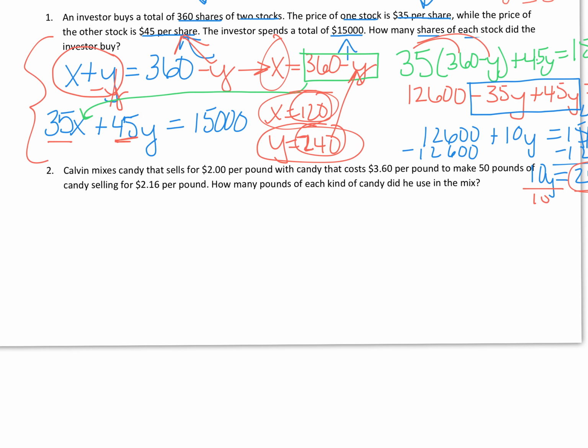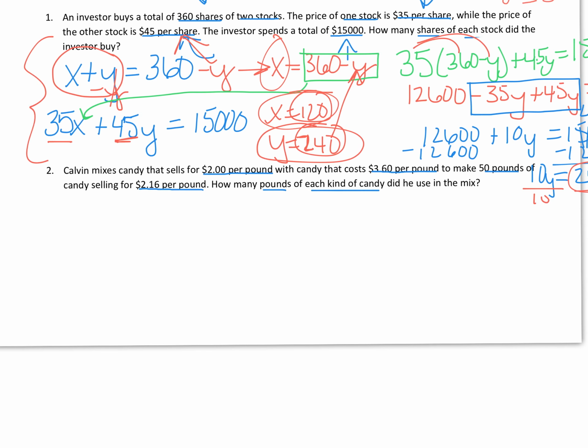Calvin mixes candy that sells for $2 a pound with candy that costs $3.60 per pound to make 50 pounds of candy selling for $2.16 a pound. How many pounds of each kind of candy did he use in the mix? Alrighty.